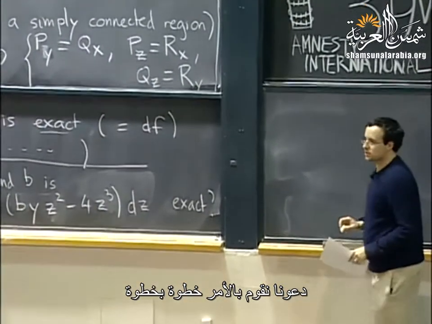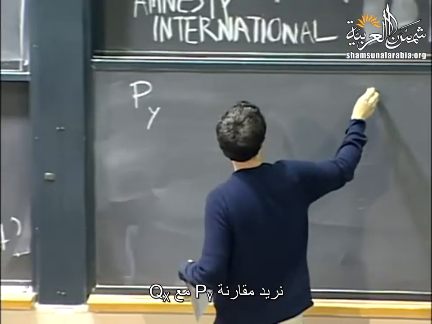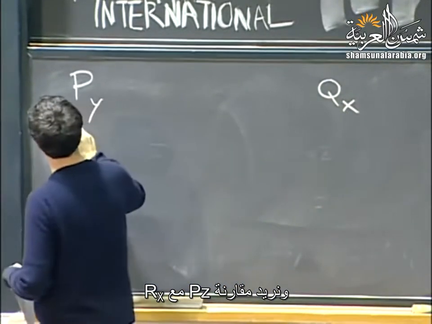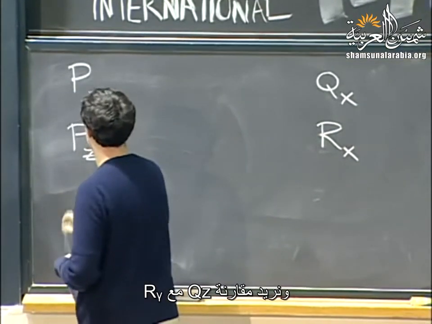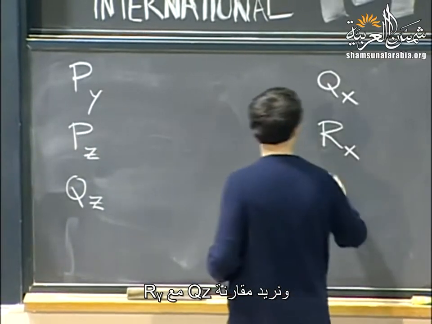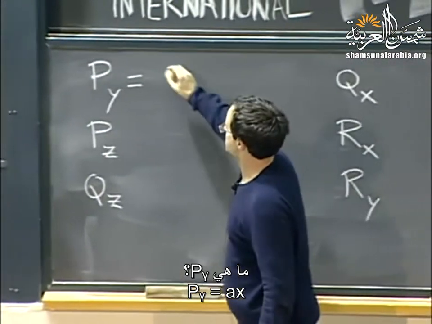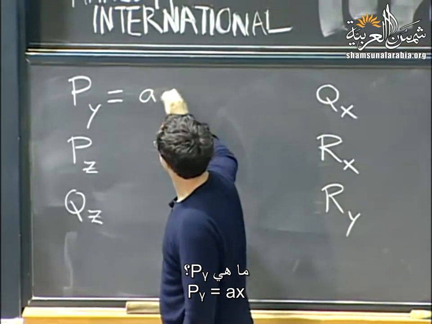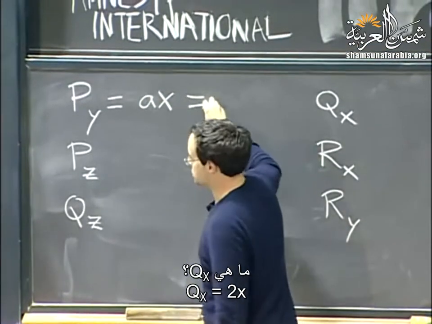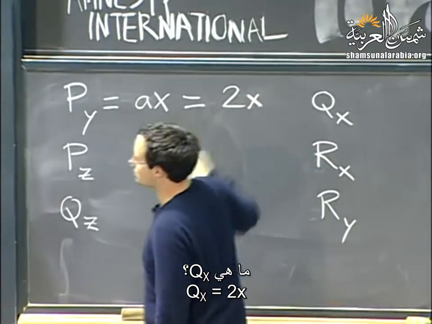Well, let's do it one by one. We want to compare P sub y with Q sub x. We want to compare P sub z with R sub x, and we want to compare Q sub z with R sub y. where we call P, Q, and R these guys. So let's see, what is P sub y? That seems to be ax. And what is Q sub x? 2x.